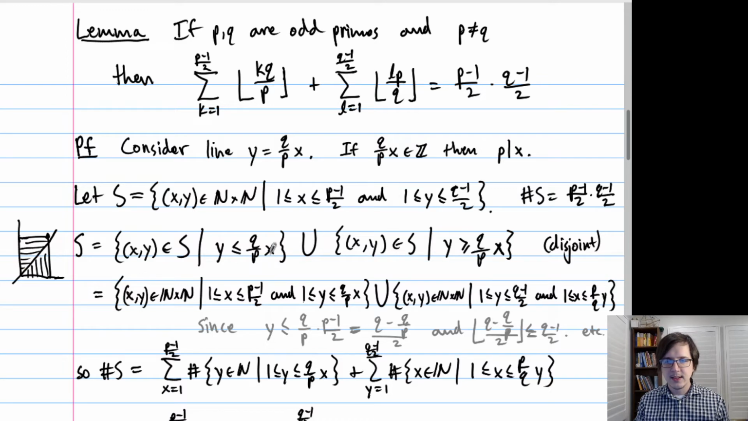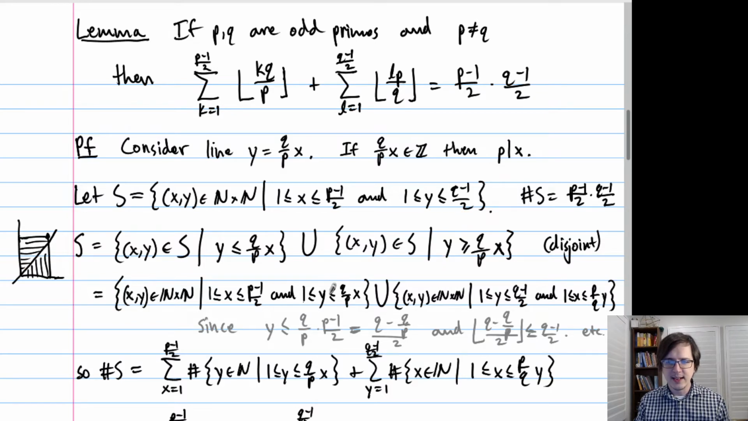Okay, so the next thing is I want to take all the inequalities involved and rewrite the sets in a way that will be useful. So the first set I'll take as the points x, y, where x lies in the range that's given, and y is greater than or equal to 1, that's given, and also less than or equal to q over p times x. And I'm tossing out this part.